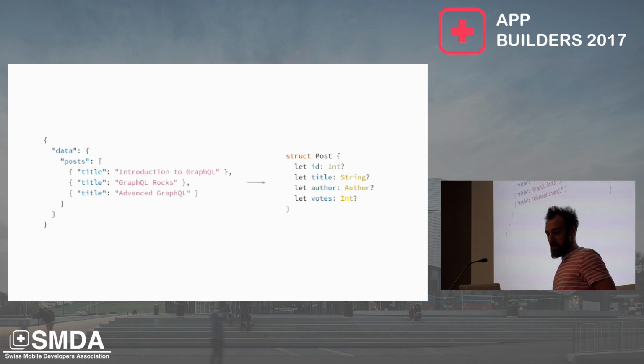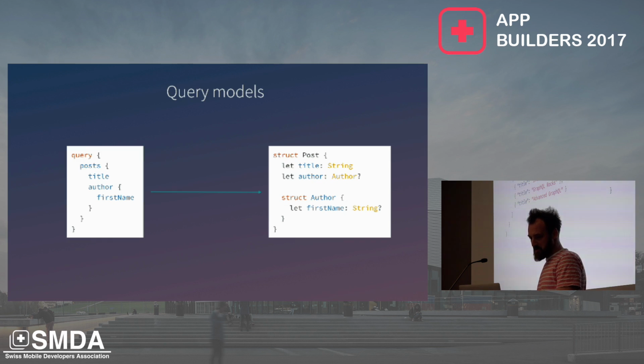So here we have a response that only contains a title, but our post struct also has properties for the number of votes and the author. Which means that they're all, from the perspective of Swift, optional. And we have to deal with this optionality in our code all the time. So we can do better.